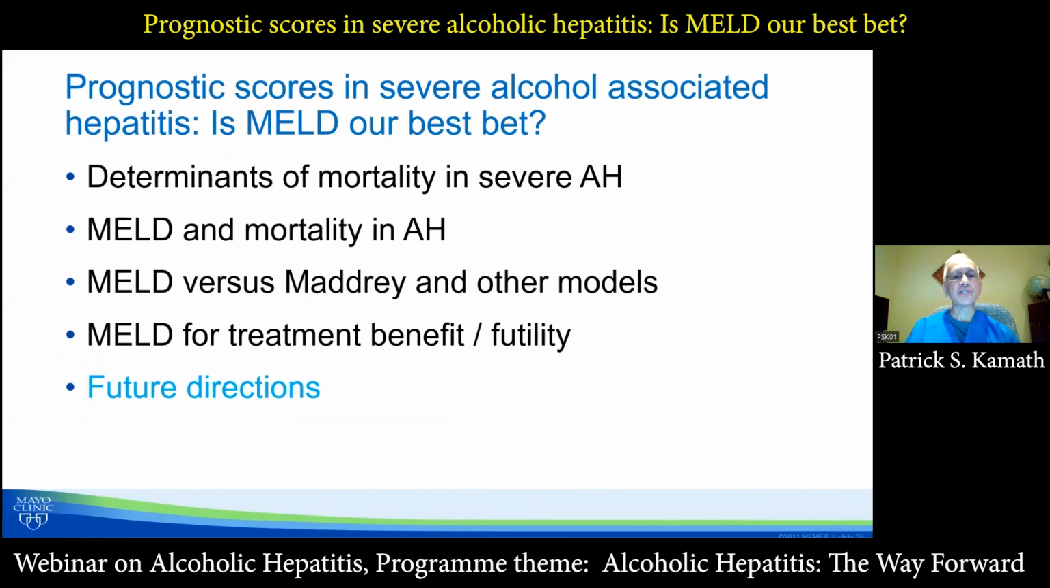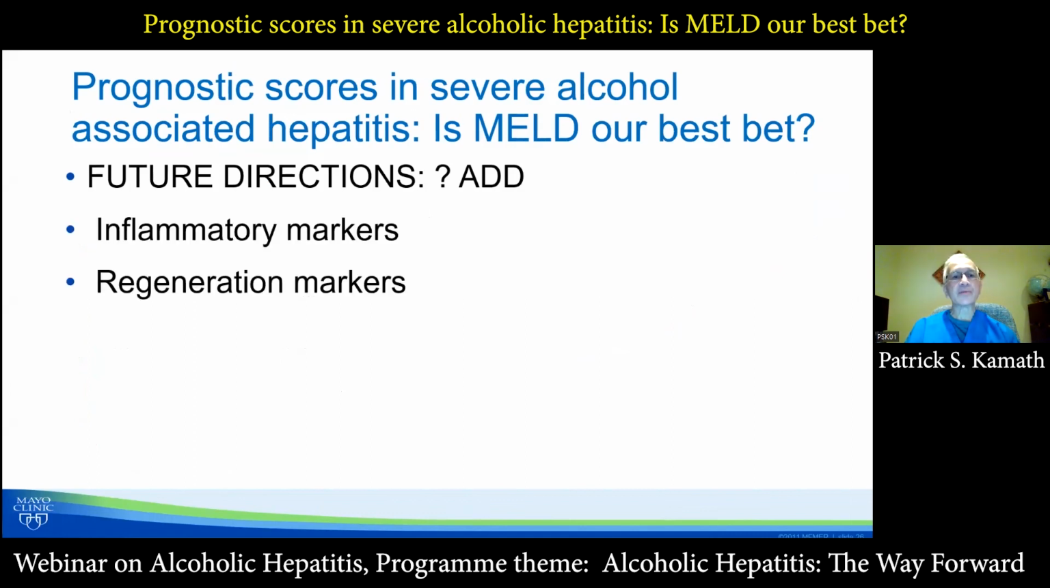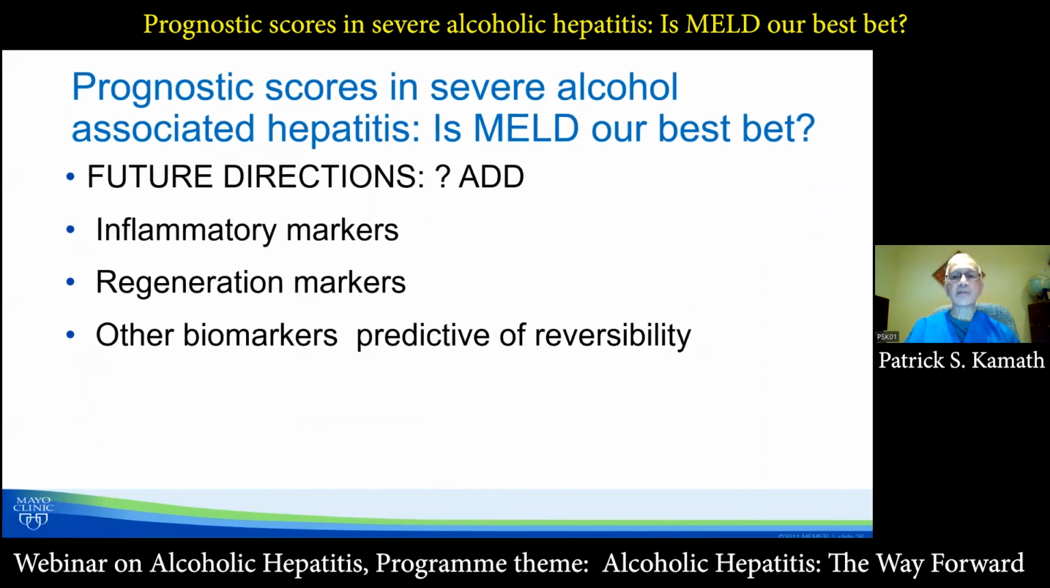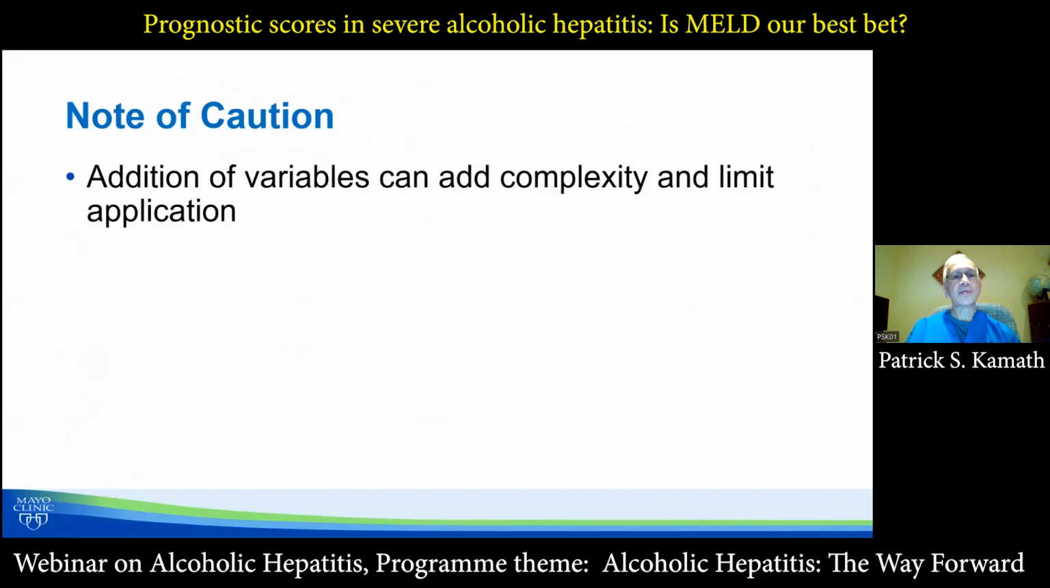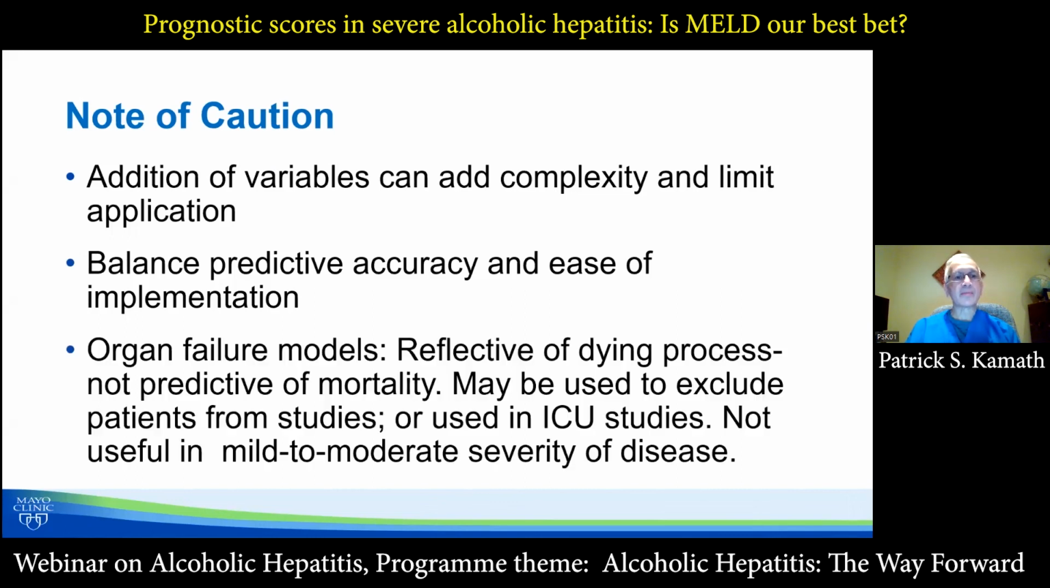What about future directions? And we've had some discussion following the last talk on this. Should we add to the MELD score inflammatory markers, regeneration markers, other biomarkers predictive of reversibility, organ failure scores, or histology? But note of caution here. Remember, addition of variables can add complexity and limit applications. You add biopsy and you don't do it on most, that model is not good. So always balance predictive accuracy and ease of implementation. The fewer the variables, and if you use the variables on a regular basis, can be widely applicable.